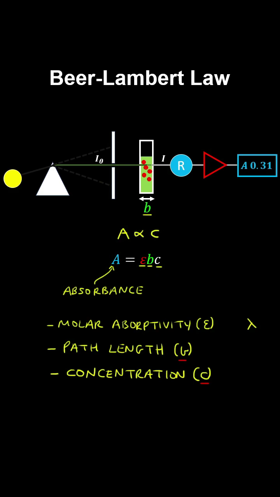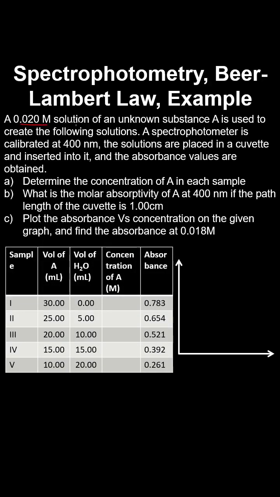Now the Beer-Lambert law is most effective with solutions that visibly change color during the course of the reaction, but if the spectrometer emits UV light, then the Beer-Lambert law can be used to find the concentration of reactants in a solution that are invisible to the human eye. A 0.02 molar solution of an unknown substance A is used to create the following solutions. Now a spectrophotometer is calibrated at 400 nanometers, and the solutions are placed in a cuvette, and the absorbance values are obtained. Determine the concentration of substance A in each sample.